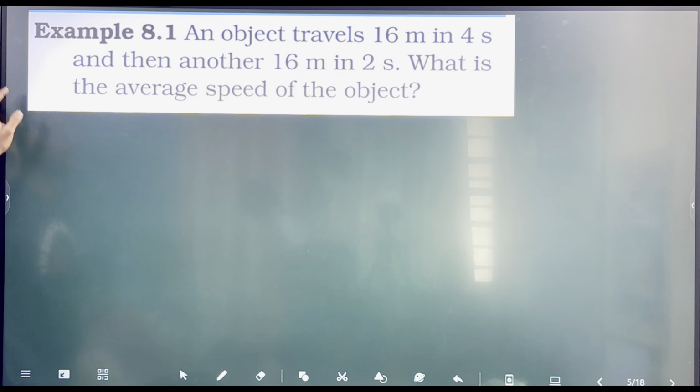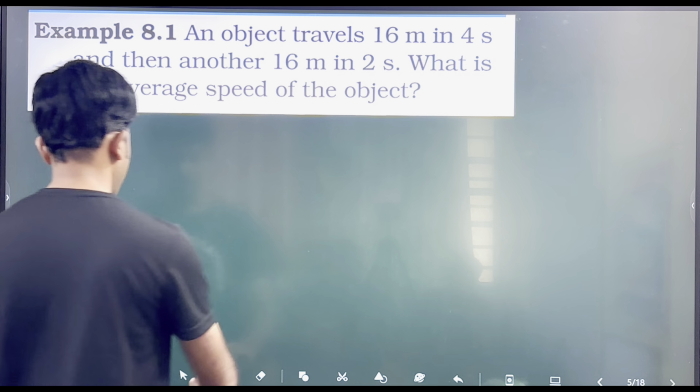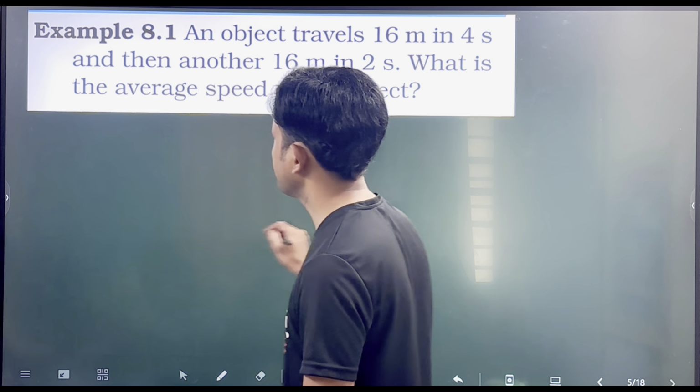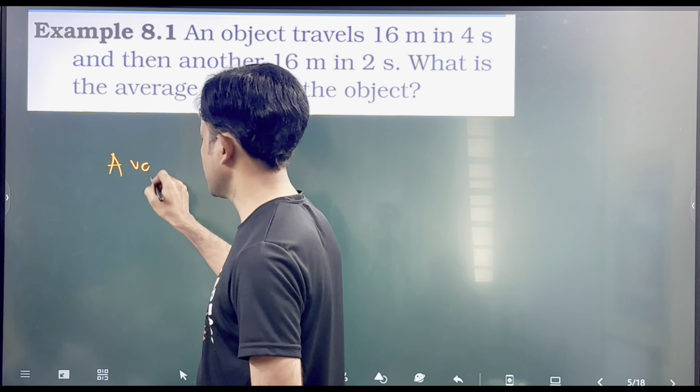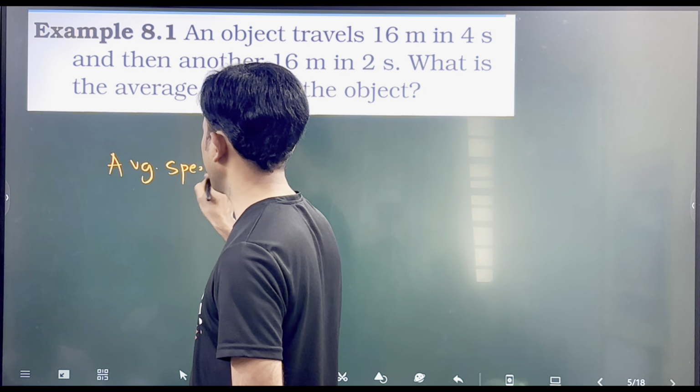An object travels 16 meter in 4 seconds and then another 16 meter in 2 seconds. So what is the average speed of the object? Already we have the formula: average speed equals total distance traveled divided by total time taken.